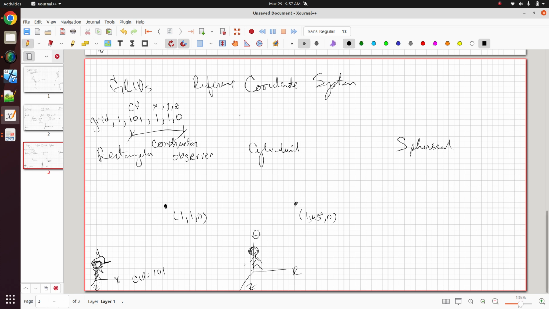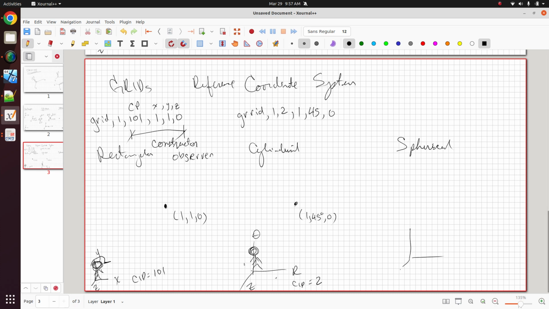So what does the grid entry for this look like? This might be grid 1. This coordinate system, I have an ID of 2 maybe. So we'll put 2 there. And then here for x, we'll put a 1. For y, or the second component, we'll put 45 degrees. For the third component, we'll put 0.